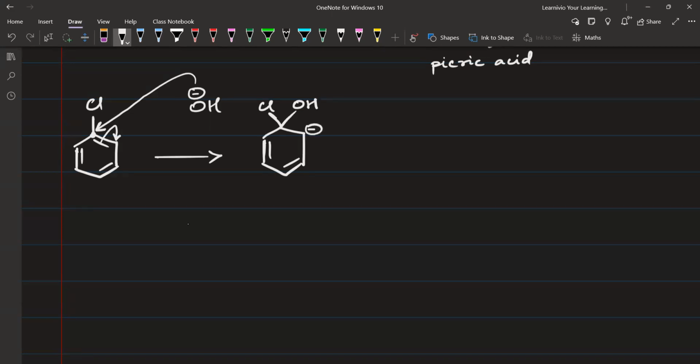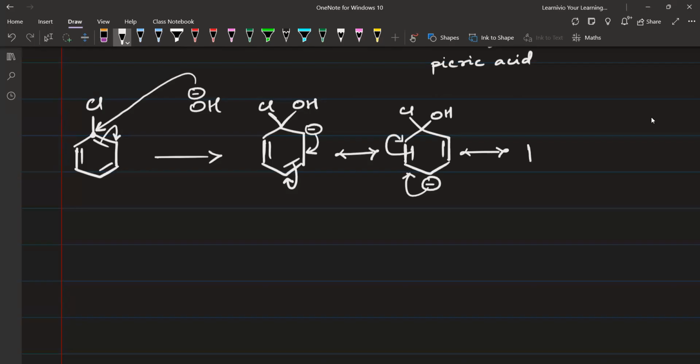So as you can see, there is a negative charge at the ortho position. If I draw one more resonating structure, this negative charge will come down here and this pi bond will shift here. The second resonating structure will look something like this: the chlorine and OH are as they were, the double bond is here, the negative charge has come down here. If I draw one more, you can see that the pi bond again gives a negative charge, and it is at the ortho position.